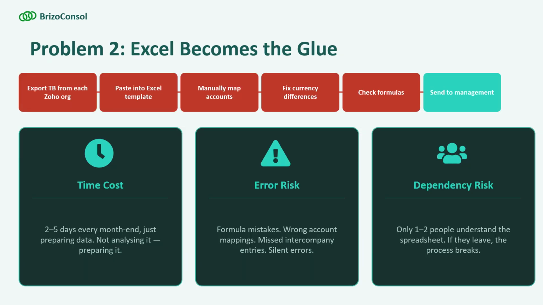2. Excel becomes the glue. Most teams try to solve this by exporting trial balances, copying into Excel templates, manually mapping accounts, fixing formatting every month. And this creates 3 hidden costs. Time cost, days per month. Error risk, formula and mapping mistakes. Dependency risk, only 1 to 2 people know how it works.